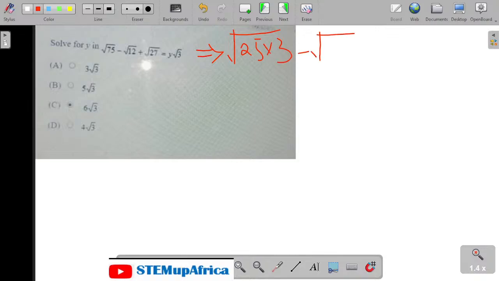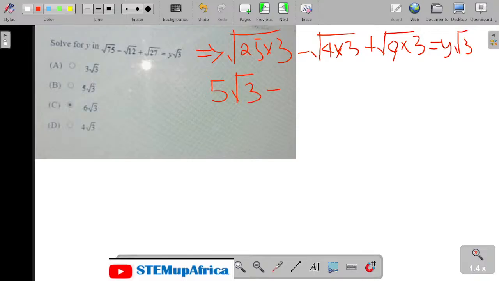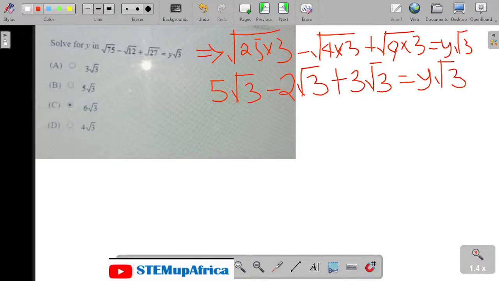12 can be written as 4 times 3, and 27 can be written as 9 times 3, is equal to y root 3. So 25 is a perfect square. If you take the square root, that will give us 5 root 3. 4 is a perfect square, that will give us 2 root 3. And 9 is a perfect square, that will give us 3 root 3, is equal to y root 3.